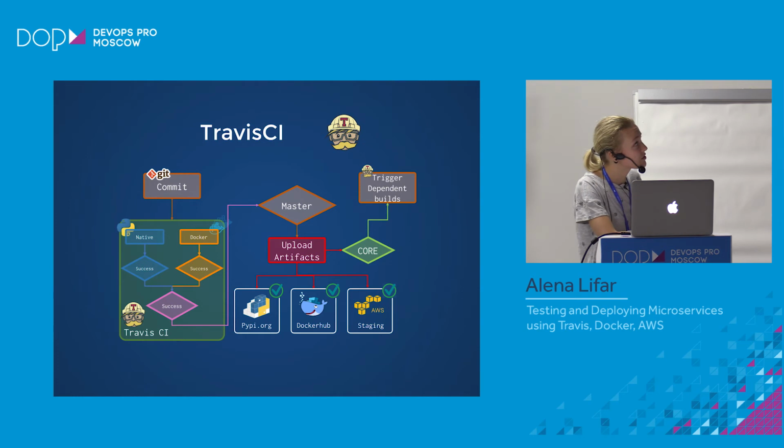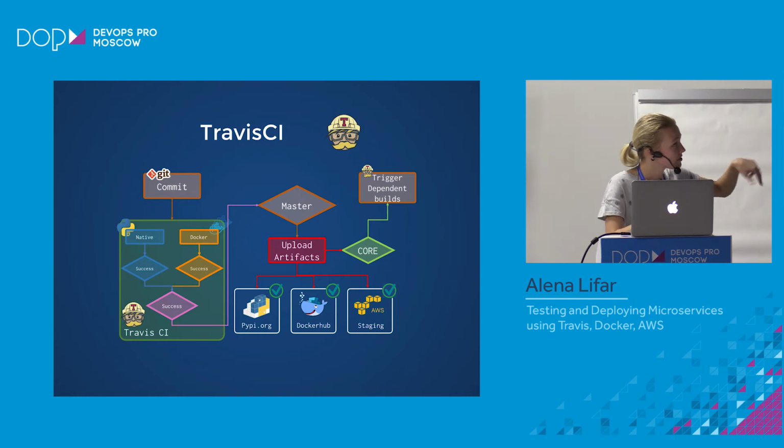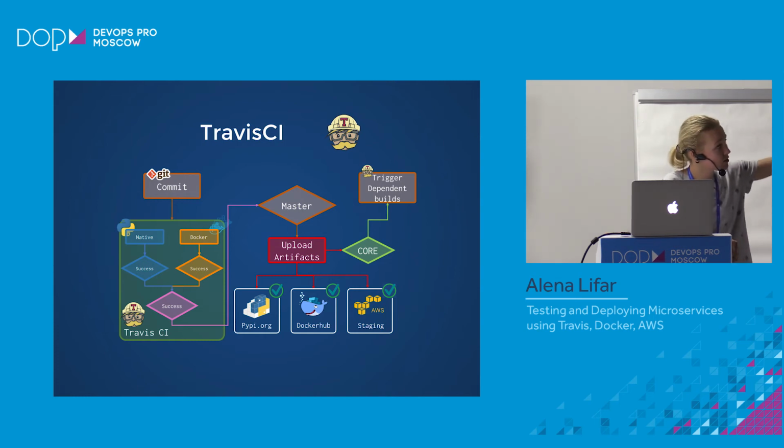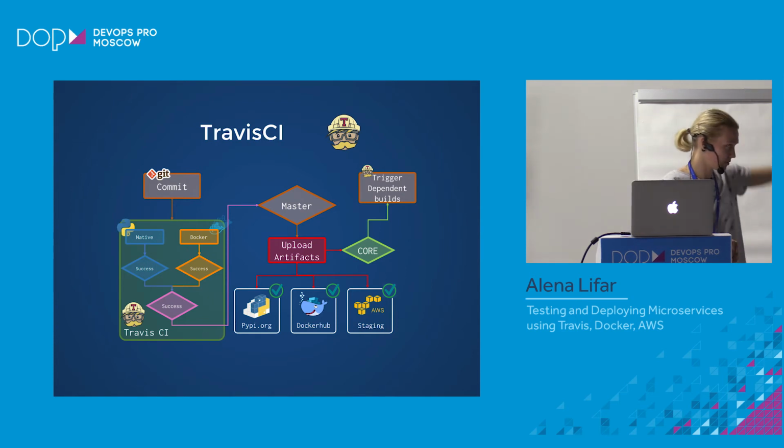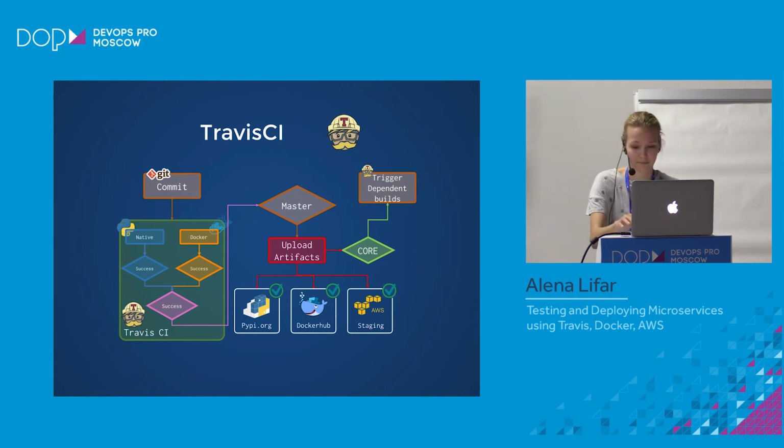So this is our Travis flow. We basically have two targets, two jobs, native and Docker, and after a commit, Travis CI runs all the tests. And then if we are on branch master, we upload our artifacts to PyPI, Docker Hub, and AWS staging. But if we are on core and operations, we're also triggering the builds for all other services that basically just do the same thing.